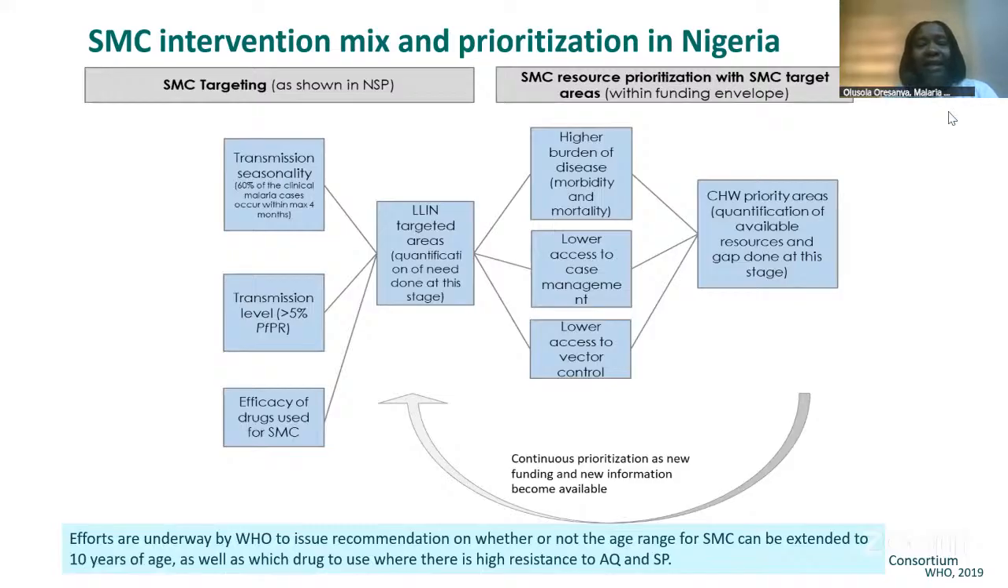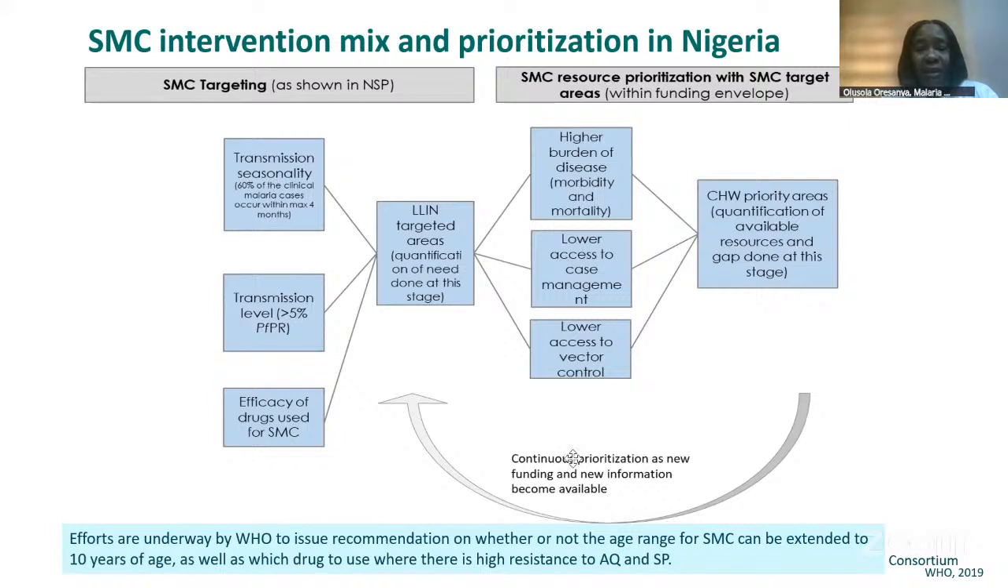So again, just to go through the thought process that went into these SMC intervention mix and the prioritization. They looked at transmission seasonality. I talked about that. Wherever you have more than 60% of clinical malaria cases occurring within a maximum of 4 months, those areas were mapped out. And then combined with a transmission level of more than 5% malaria parasite prevalence, and then also the fact that SMC drugs must be efficacious in that area.